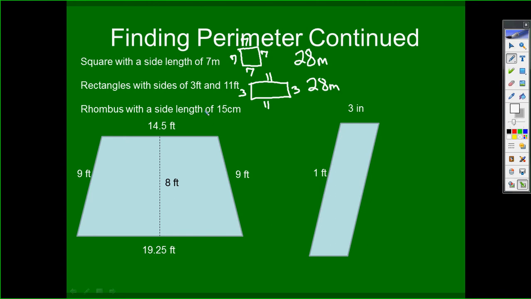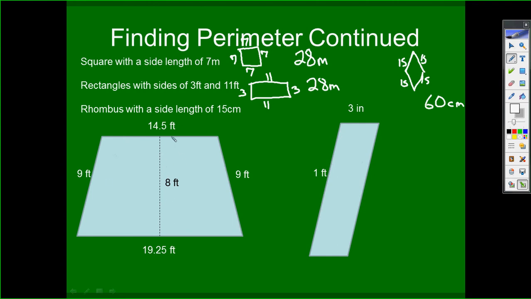A rhombus with a side length of 15. A rhombus means that it has all 4 sides congruent. So if one side length is 15, all 4 side lengths would be 15. So I could do 15 plus 15 plus 15 plus 15, or 15 times 4, which I know is 60, and my units would be centimeters.